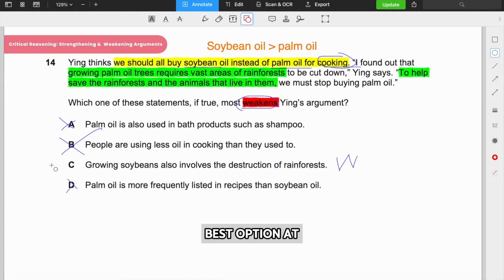C is the best option at weakening because it's most relevant and most specific to the core premise, okay? So what's the main reason? Well, the main reason behind his argument is the environmental impact of palm oil. But hey, what if growing soybeans is just as bad as palm oil, right? That would sufficiently weaken his argument.